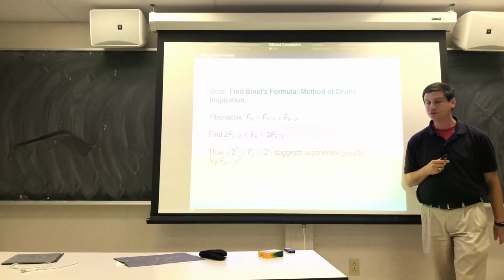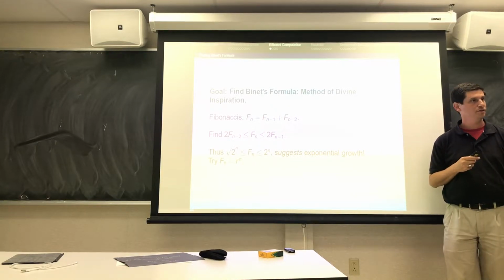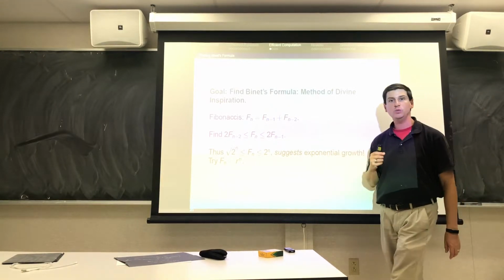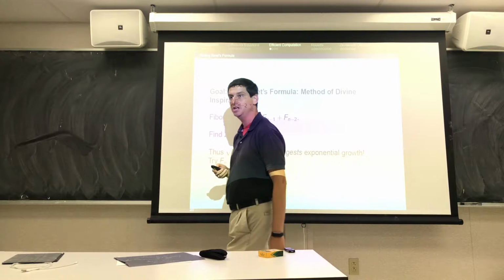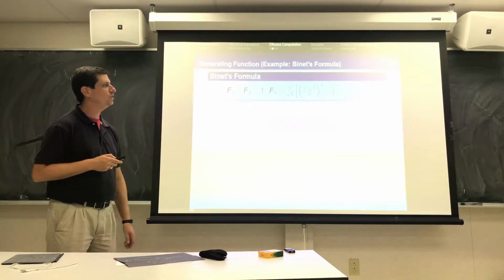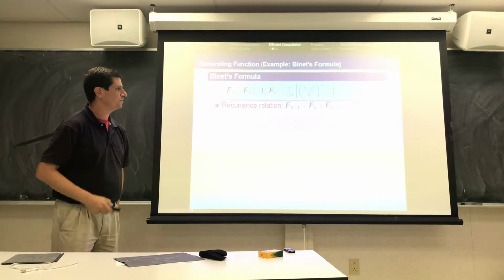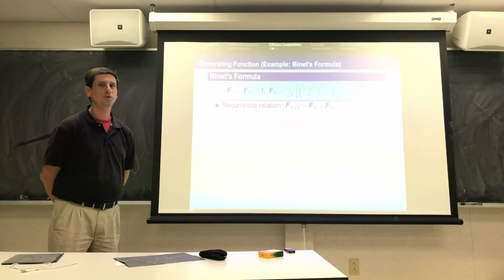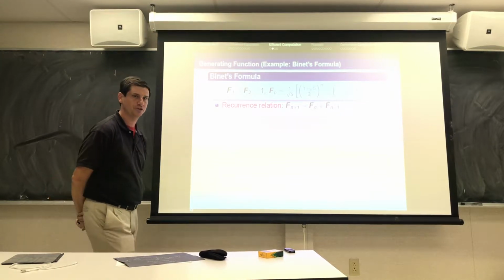We know the Fibonacci numbers are growing exponentially fast. So this suggests, why don't we try maybe the nth Fibonacci number is r to the n. All right? Well, if we try that, we will eventually be led to Binet's formula. So I'm going to show you a more formal way to get this using generating functions.